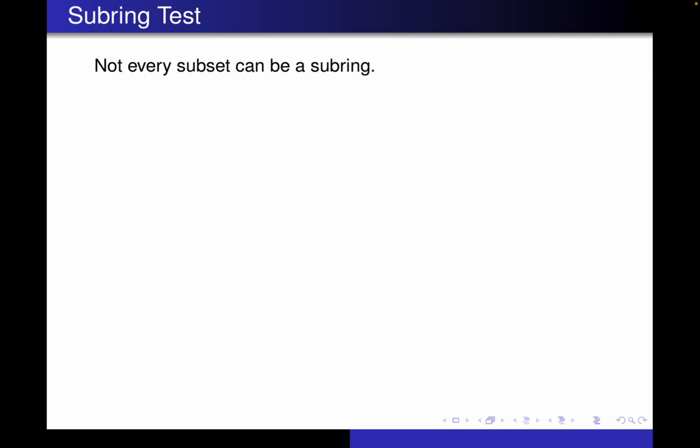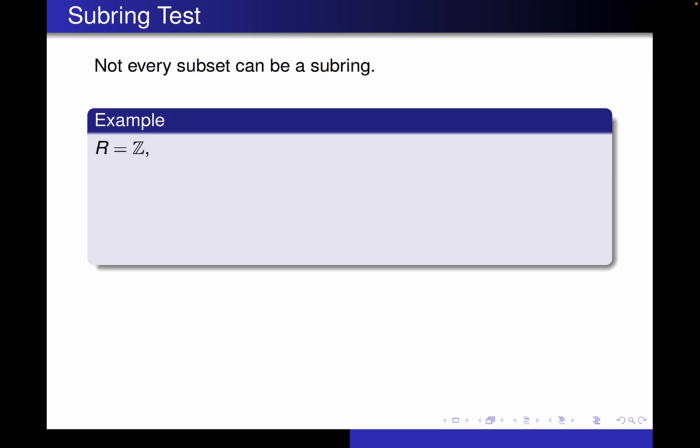So I just want to note that not every subset can be a subring. There's lots of examples of non-subrings. So for instance, if our ring is the integers, and we look at the set just containing 1, 4, and 5, that is very much not a subring. It is not closed under addition. It doesn't have an additive identity. It doesn't have additive inverses. Lots of things are missing from S to make it a ring. So it's not a subring. It's a subset of R, but not a ring.